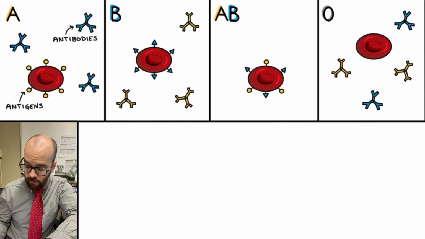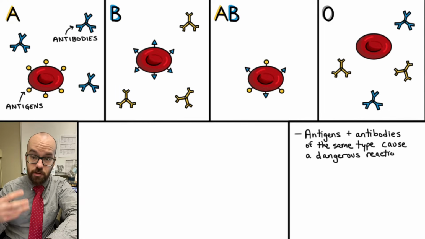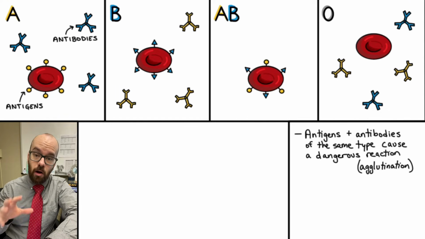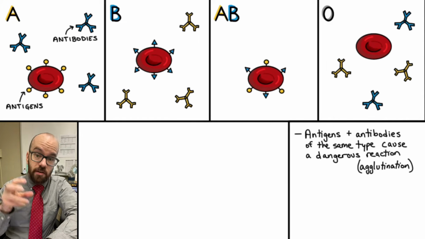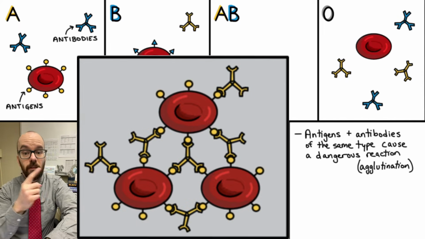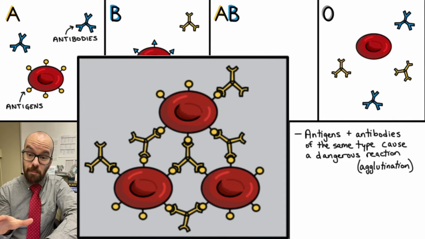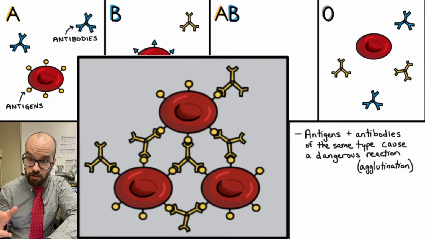Now that we've shown all of that, there's 2 rules that we need to remember here. One is that antigens and antibodies of the same type cause a dangerous reaction. That's a reaction we call agglutination. Basically, if you have the same type antibodies and antigens, those antibodies and antigens will lock together or bind together, and that'll cause the blood to start clumping together like this image right here. If that happens, it's really bad because that'll cause clotting, it's going to stop up blood vessels, and it can be really dangerous, even deadly. So that's agglutination, it's bad.